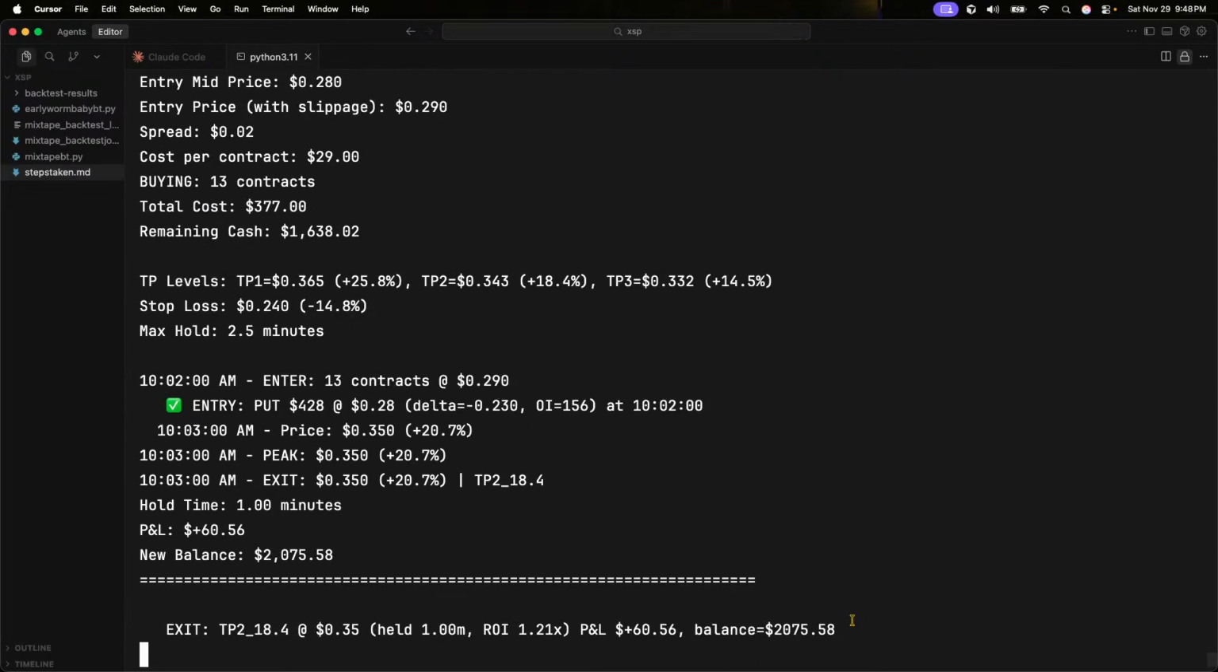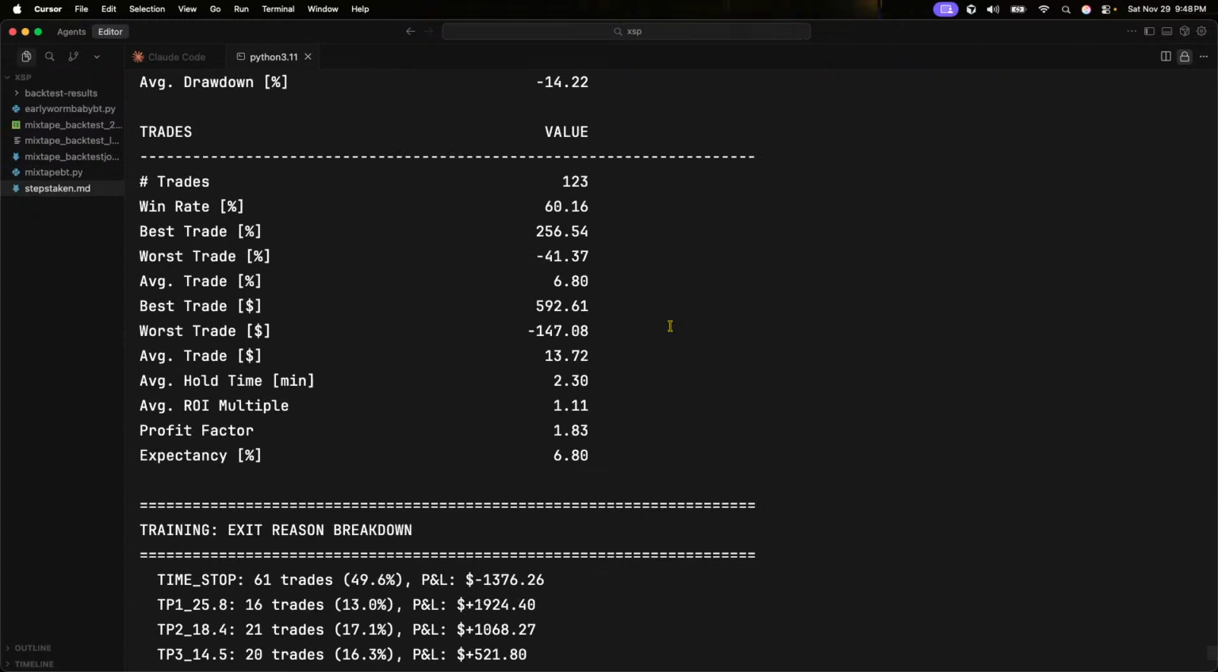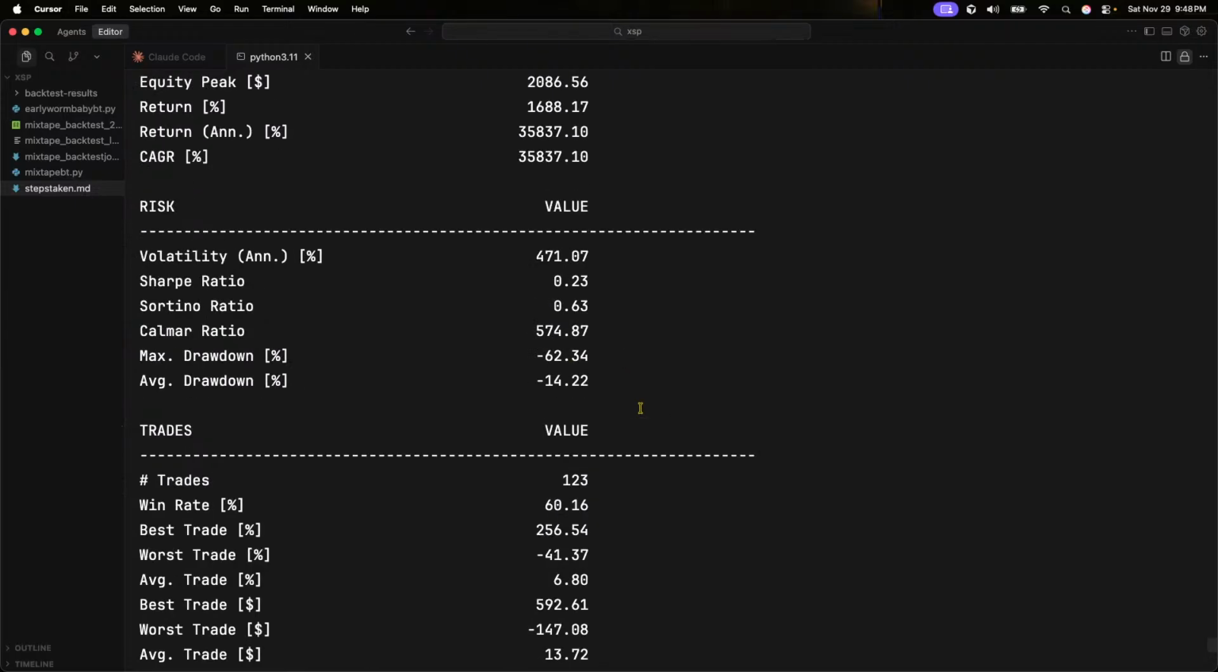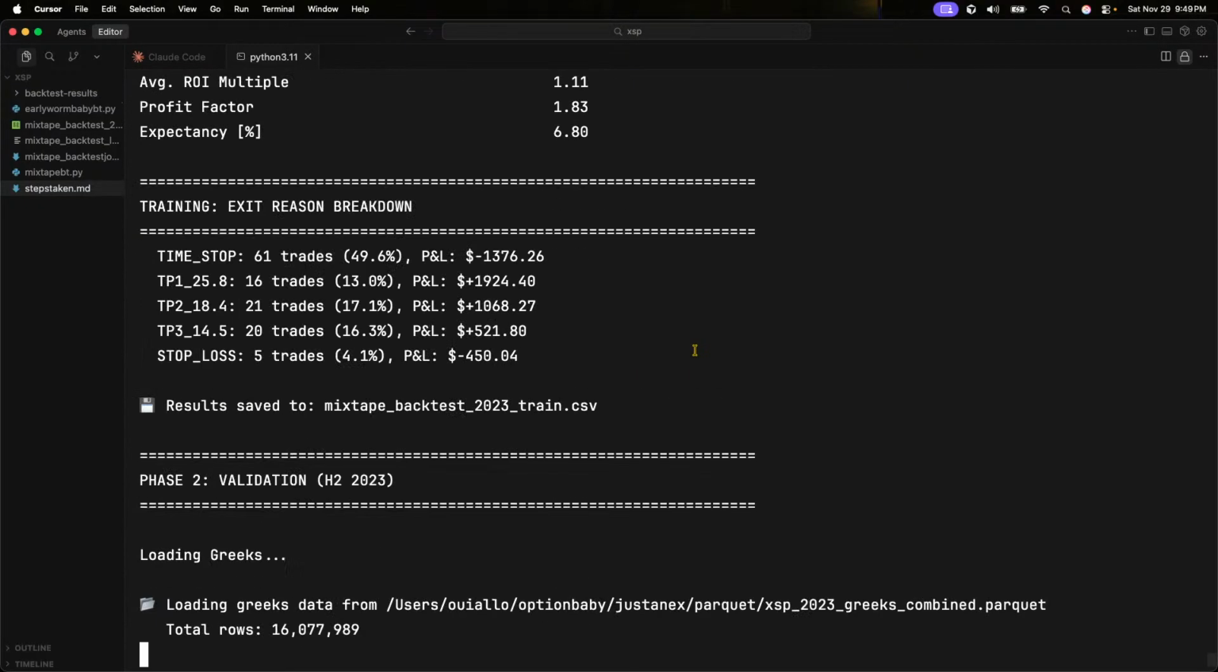Oh, maybe we did get better. Come on. 60%. Best trade 595, 170. Okay, 147, 183. That 62% max drawdown is still kind of high. We need to improve upon that.